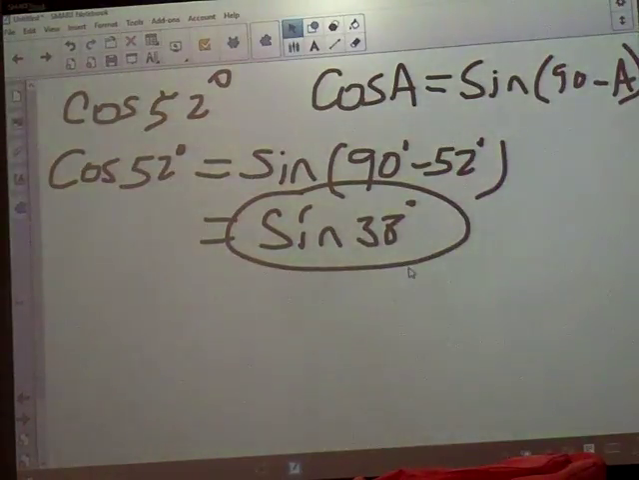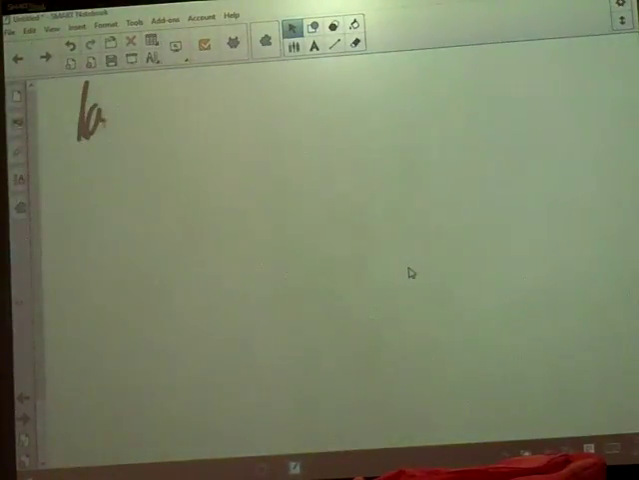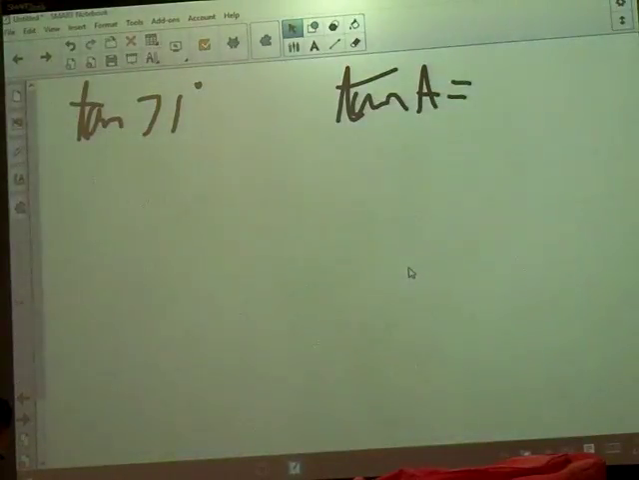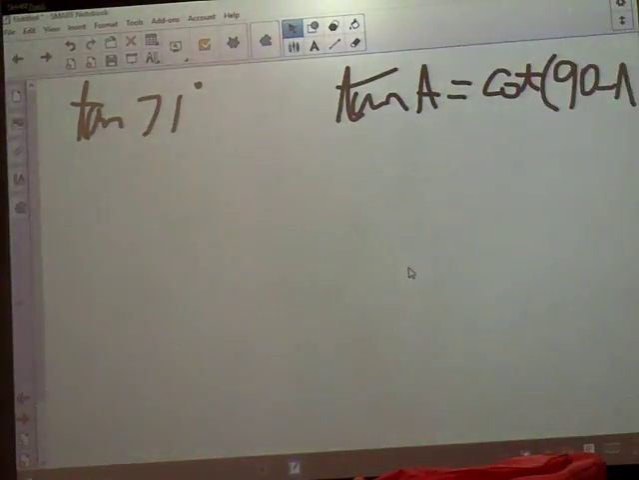Let's say I gave you the tangent of 71 degrees, and the directions are the same. Write the function in terms of its cofunction. So you're looking for the one that says tangent, because it gave you tangent. Tangent of A is equal to what? Cotangent of 90 minus A. They're all 90 minus A there.